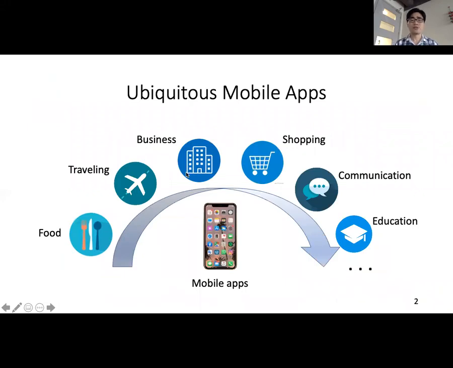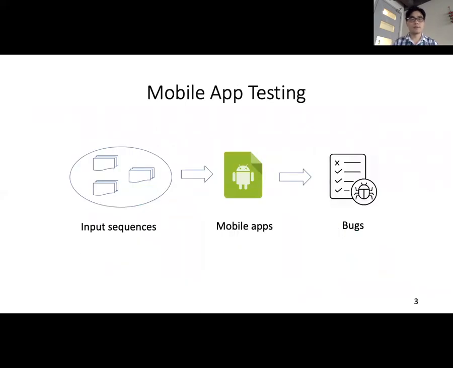Today, mobile apps are everywhere. We use mobile apps in almost every aspect of our daily lives, like food, traveling, shopping, communication, education, and so on. So mobile app testing becomes very important to make sure the apps we are using work correctly without crashes and hanging. The idea of mobile app testing is to generate a series of input sequences and feed them to the app. If the app works incorrectly, then the bug is reported.